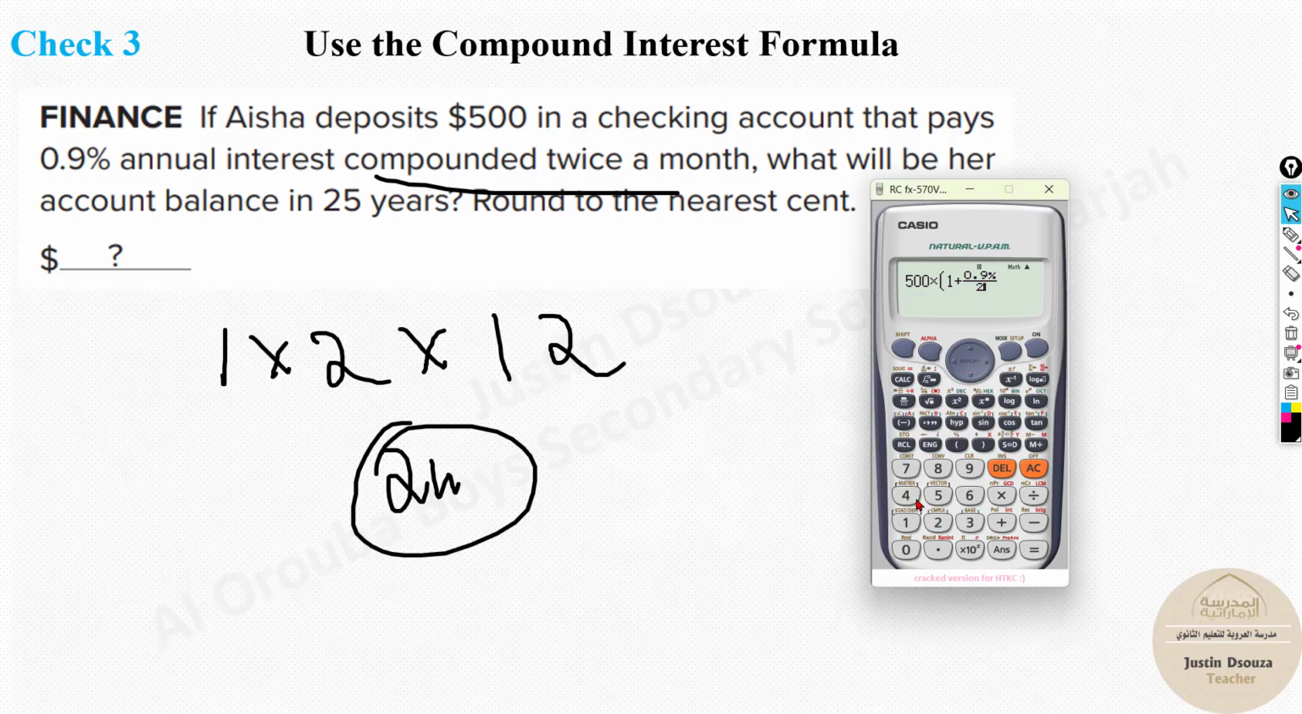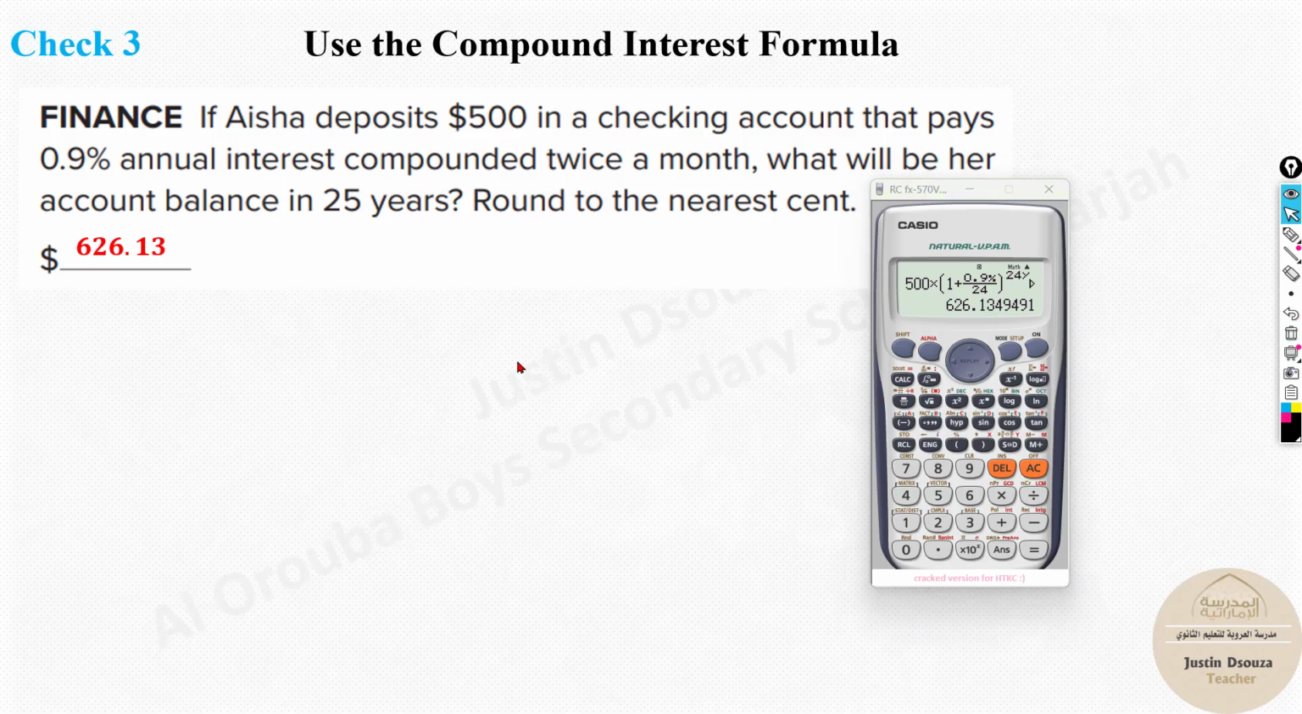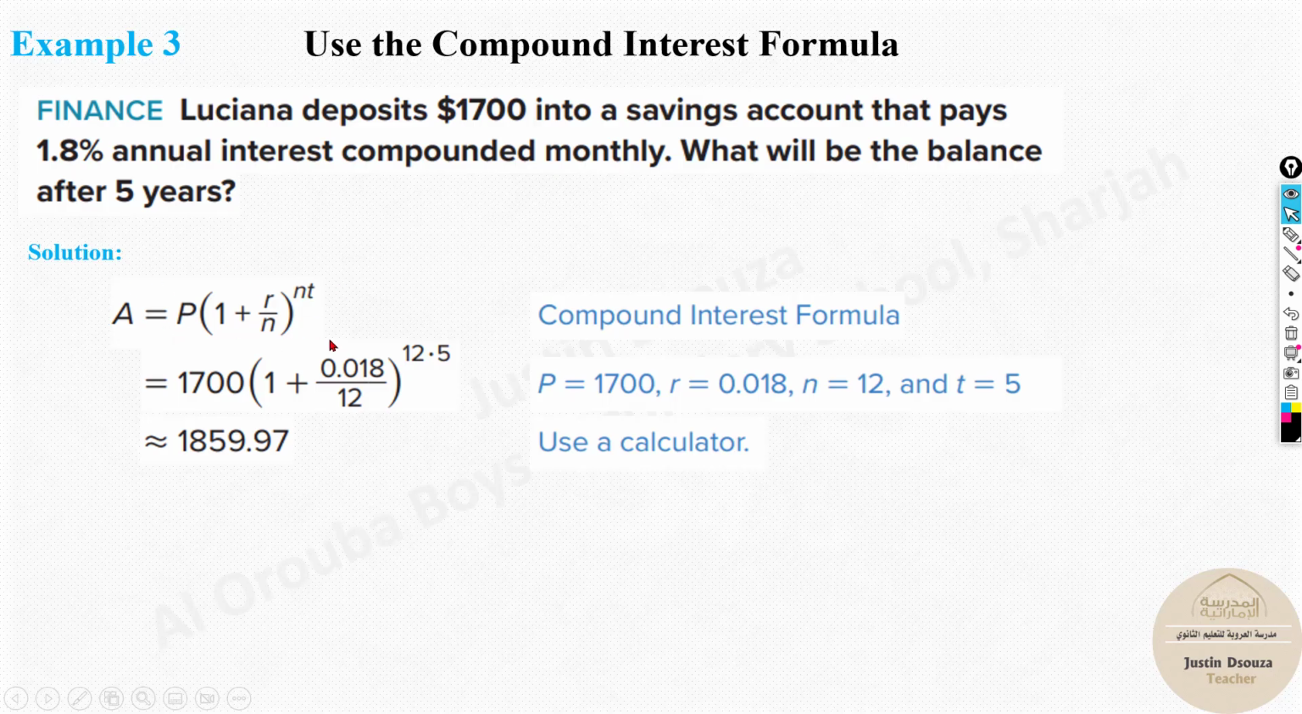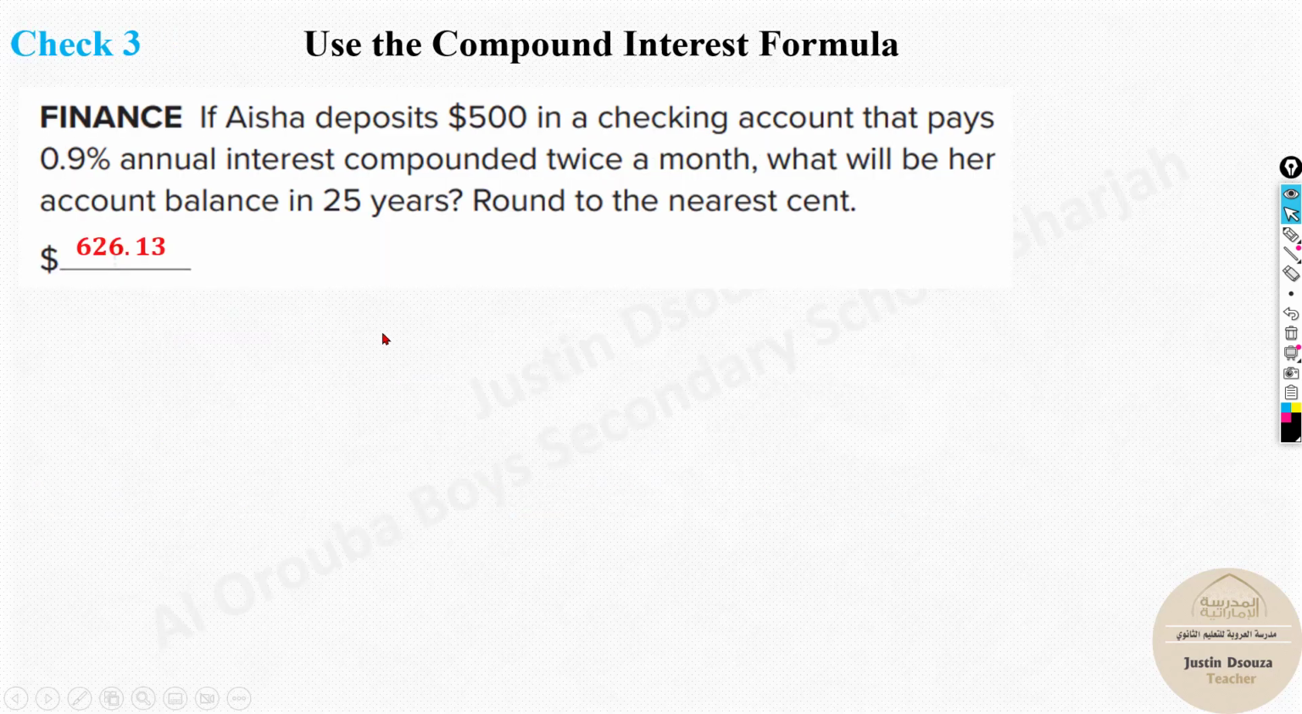So divided by 24 to the power 24. N is always multiplied with time. What will be her account balance in 25 years? It's a long time. 25 years, okay, multiplied by 25, the answer is 626.13. Because the interest is so low, the answer would be very small. Now that will be the answer. If you just remember the formula, you can easily solve it.